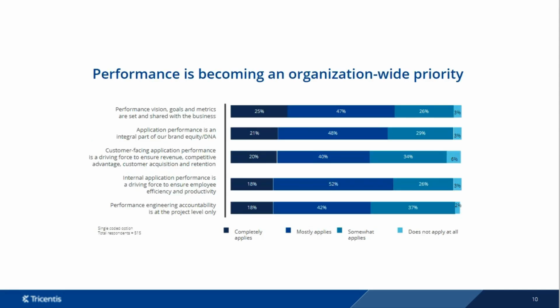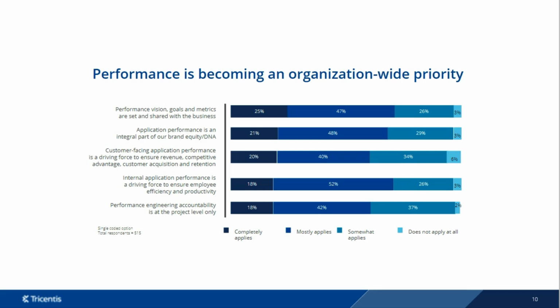And performance testing, this is the survey that we did with Capgemini, and it's becoming an organization-wide priority. Over 72% are saying that performance goals and metrics are shared with the business users in their organization. 69% say that application performance is an integral part of their brand equity and DNA as a company. 60% say that customer-facing application performance is a driving force to ensure revenue, competitive advantage, and customer acquisition and retention.